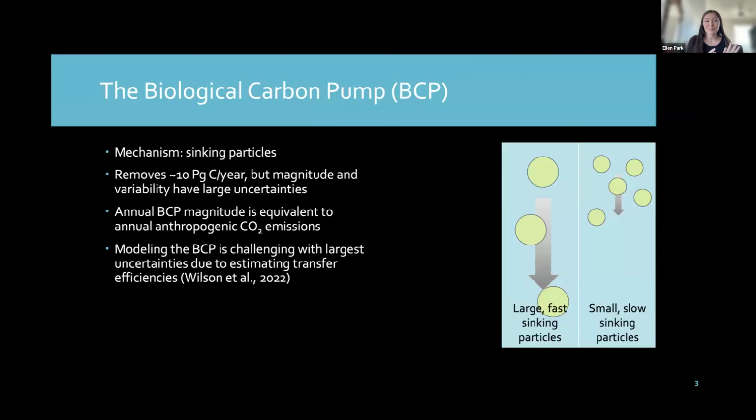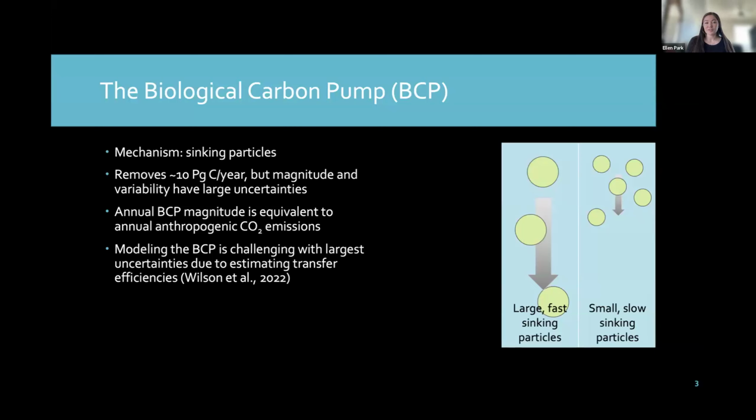The way that the biological carbon pump works is through the sinking of particles or organic matter that are produced in the surface ocean and can reach a depth where they're effectively sequestered away from the surface ocean for a period of time. This pump removes approximately 10 petagrams of carbon per year, which, just to give that some context, is approximately equivalent to annual anthropogenic carbon dioxide emissions.